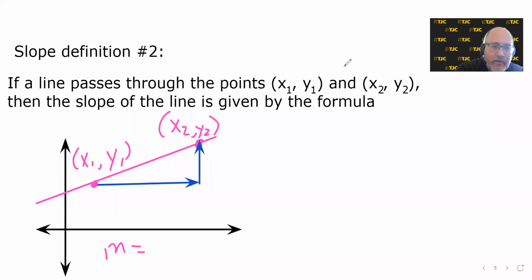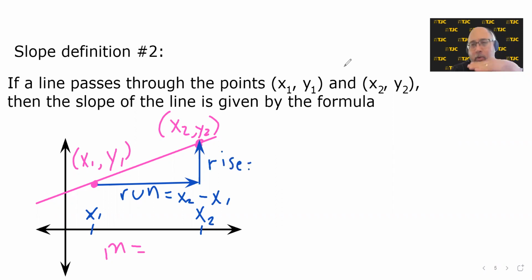Well, the run is how far you have to travel to get from the first x to the second x. And if you were paying attention in the previous examples, I kept mentioning that you could figure out how far you travel by subtracting the second x minus the first x. And we could do the same thing for the rise. We could figure out how far we rise by taking the second y and subtracting the first y. So we could still figure out slope as rise over run, but now we can write it like this.